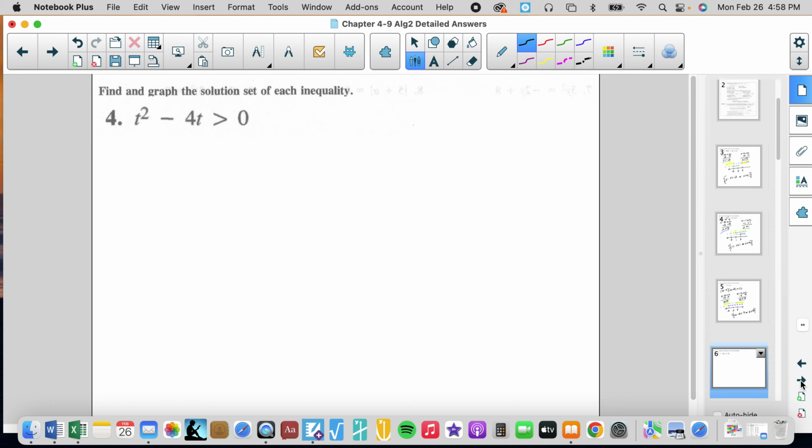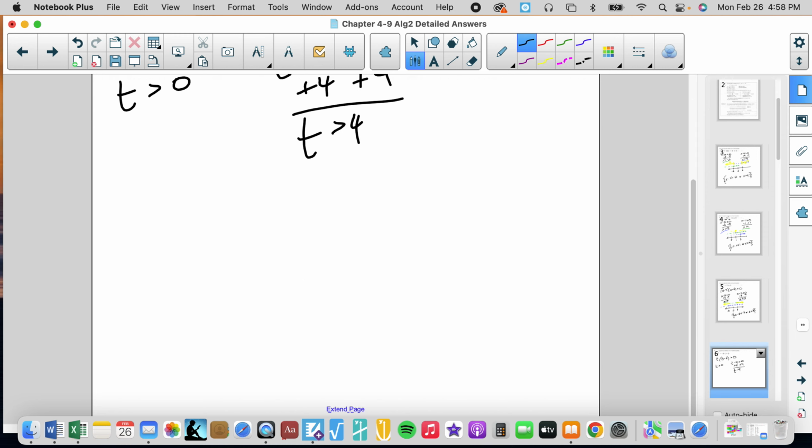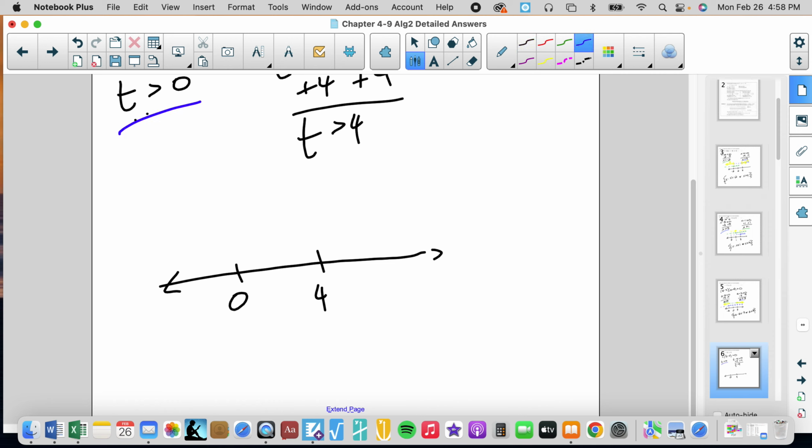We know how to do it. So this is a fun one. So T, factor out T, you get T minus 4 is 0. So we get T is greater than 0. T minus 4 is greater than 0. Add 4, add 4. T is greater than 4. Let's do our chart. We have 0, we have 4. Let's do this in blue.